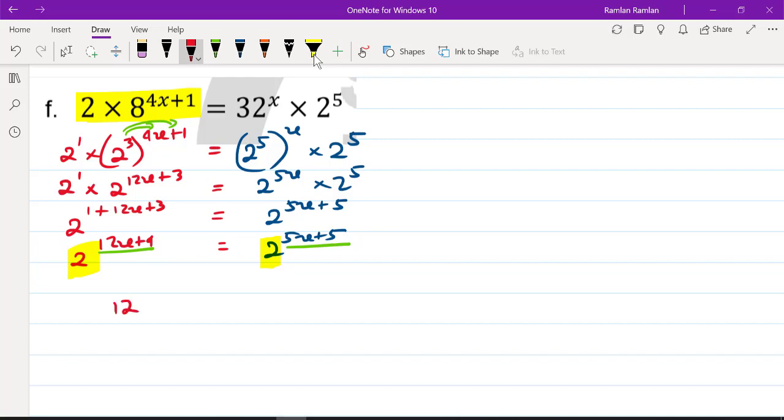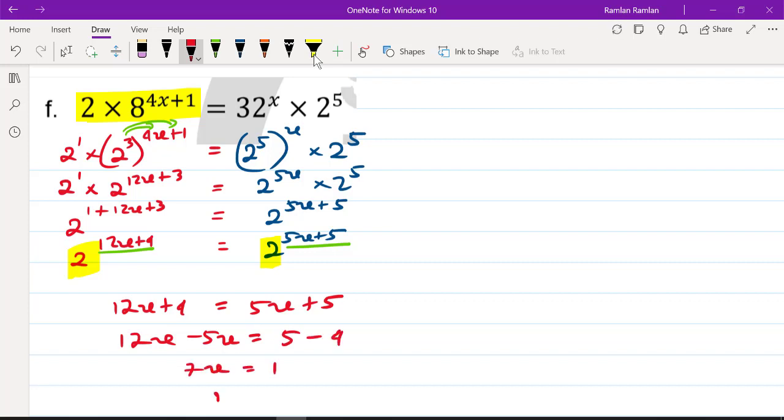So it'll be 12x plus 4 equals 5x plus 5. I'm going to move that 5x to the left side and 4 to the right side. That'll be 12x minus 5x equals 5 minus 4, and there will be 7x equals 1. So x equals 1 over 7.